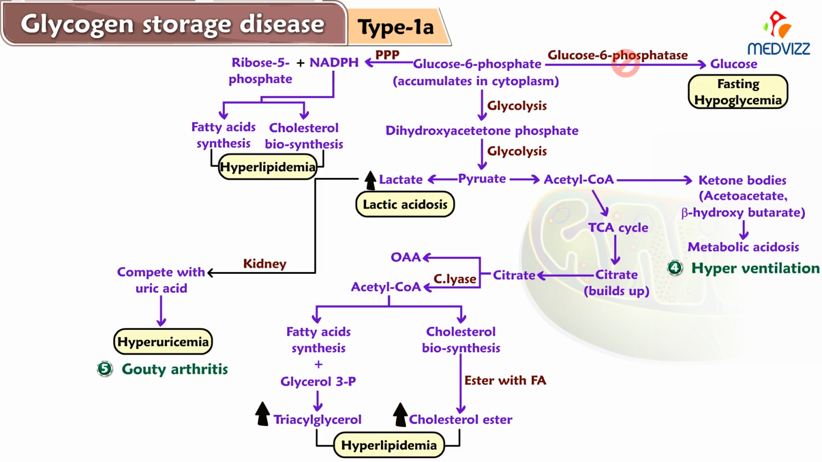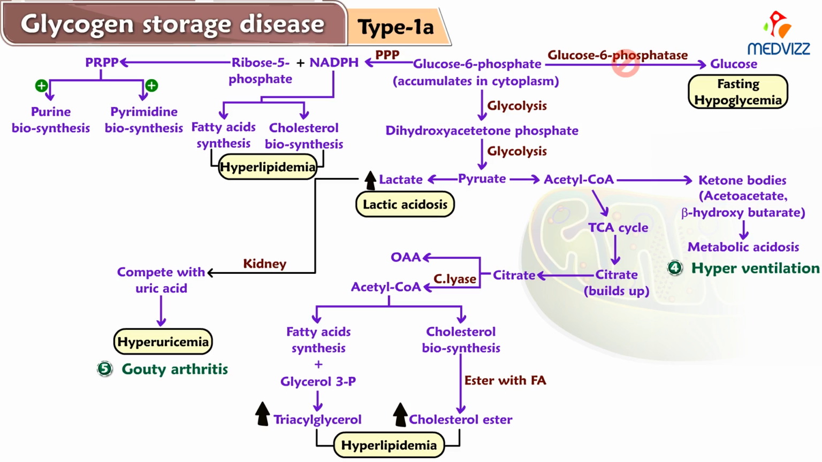And what about ribose 5-phosphate? Ribose 5-phosphate is diverted into PRPP, phosphoribosyl pyrophosphate, formation, and this PRPP is a positive modulator on purine nucleotide biosynthesis and pyrimidine nucleotide biosynthesis. So there will be an increase in purine synthesis and an increase in pyrimidine synthesis.